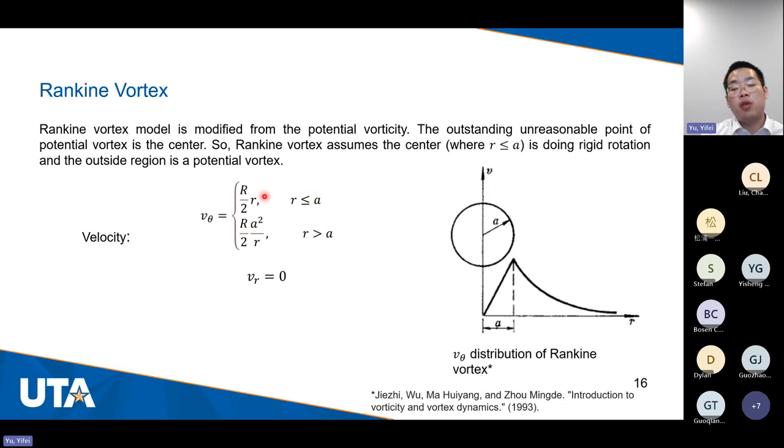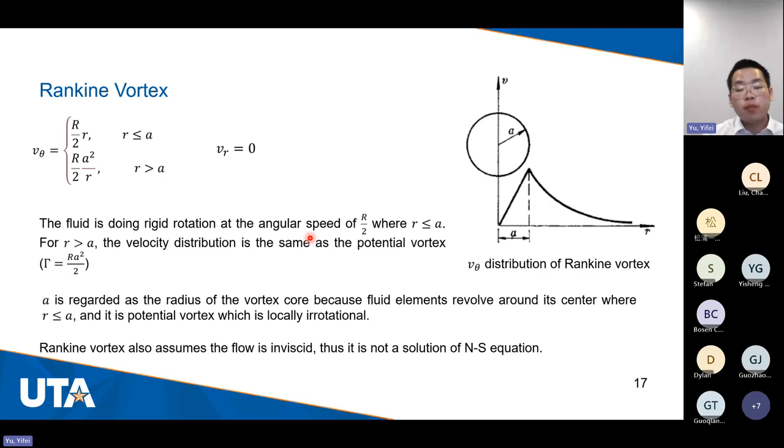When r is less than or equal to a, it's rigid rotation. When r is greater than a, it's still a potential vortex. In this model, a is regarded as the radius of the vortex core, because when r is less than a, the fluid elements rotate around themselves, and when r is greater than a, it's potential flow, where only the orbit is a circle and the fluid particle does not revolve around itself.